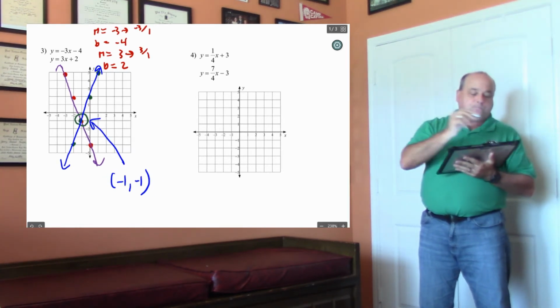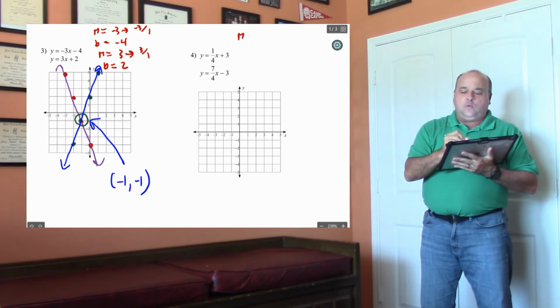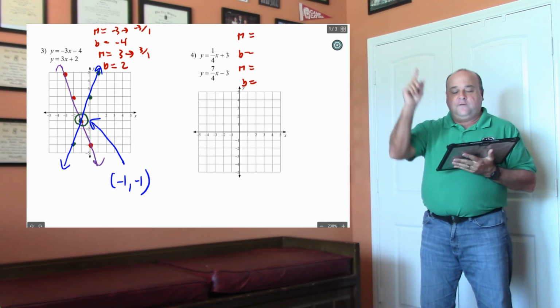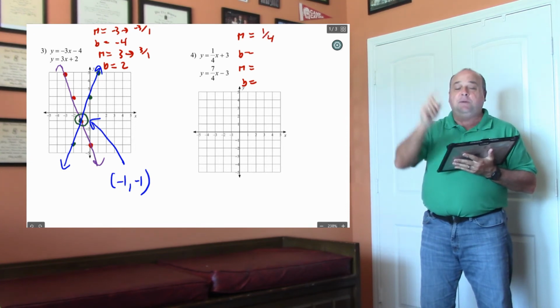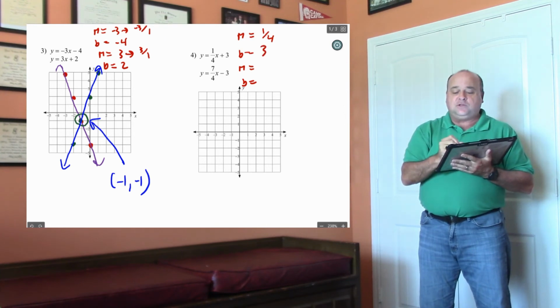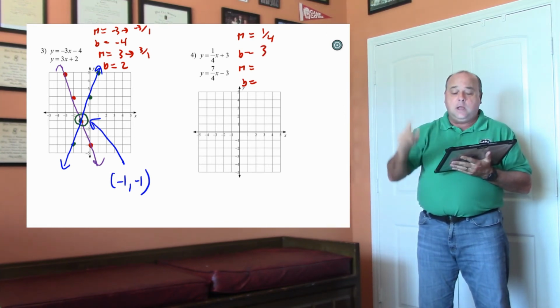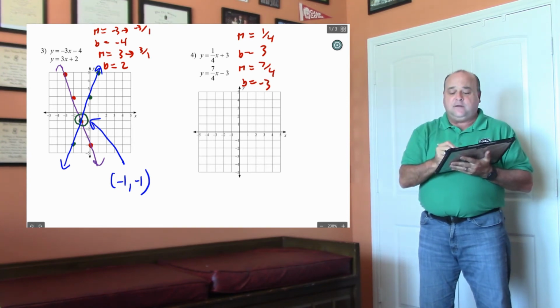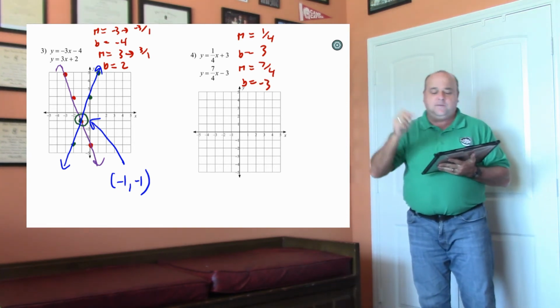So on number 4, okay, write down m equal, b equal twice. So the first slope is 1 over 4, which means I'm going to go up 1, right 4, aren't I? Because it's positive. My y-intercept's 3. That's what I'm going to start with. The next slope is 7 over 4, and its y-intercept is -3. So I'm going to graph both of these lines.